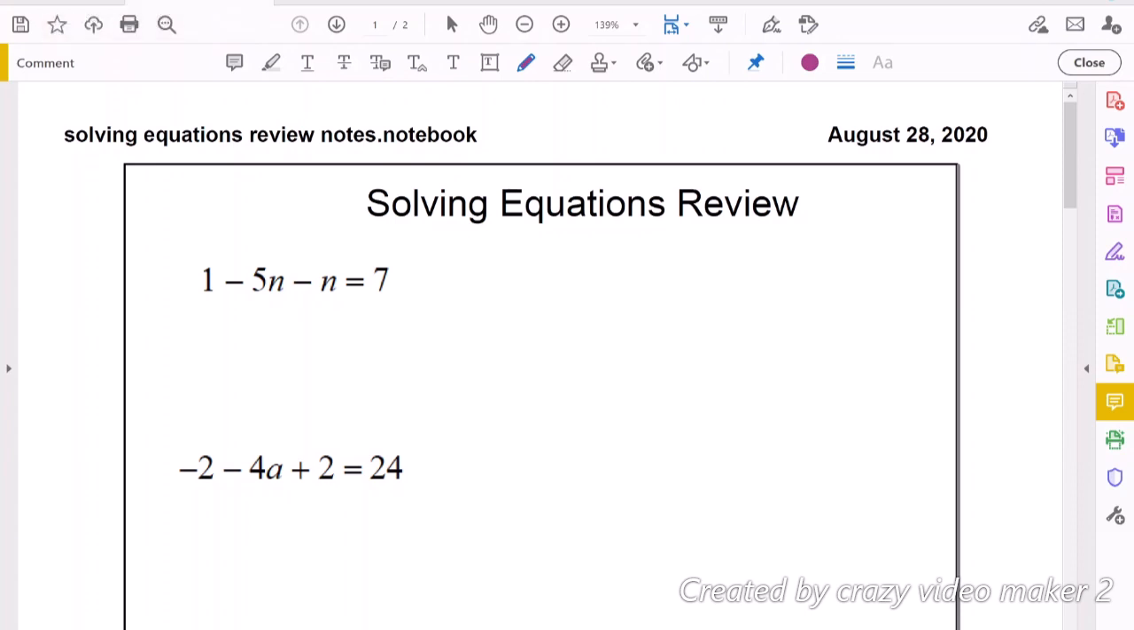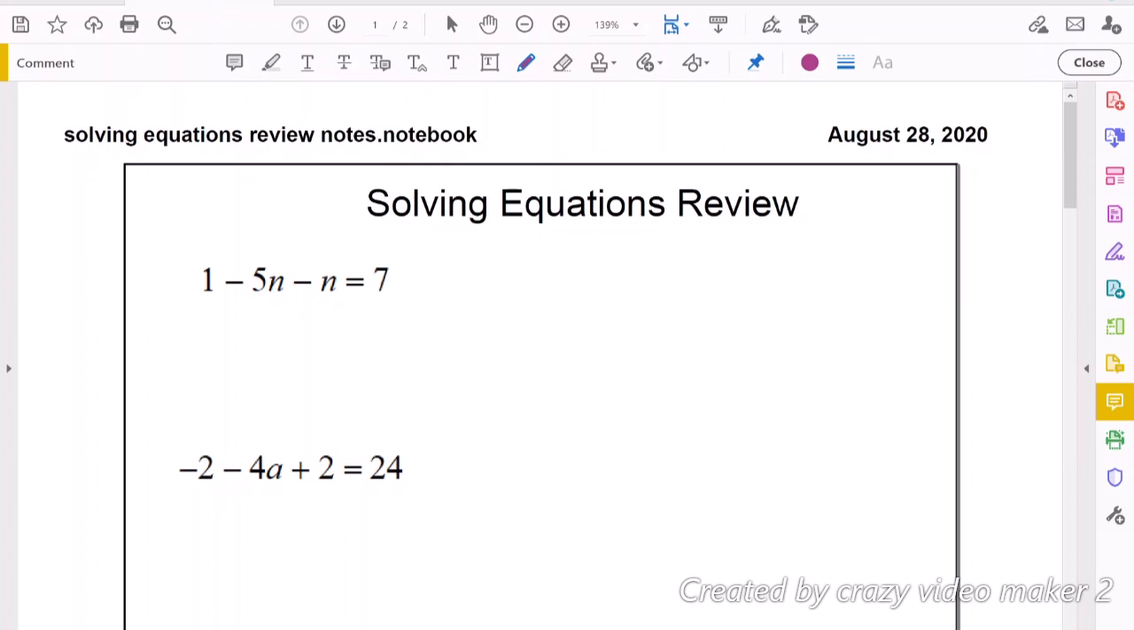So this is a review of what we've learned in algebra, and we're going to use it in geometry, so that's why we're going to go through it again. So we have our first example here. Got several different terms, okay? We want to make sure that we get anything with a variable on the left-hand side of the equation and anything that is just a number over to the right-hand side.